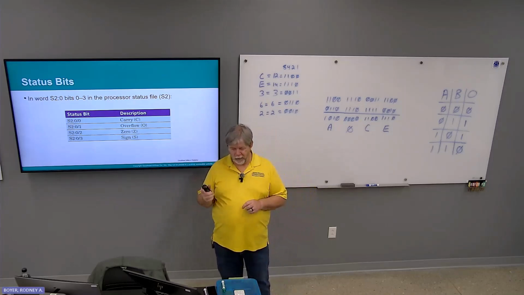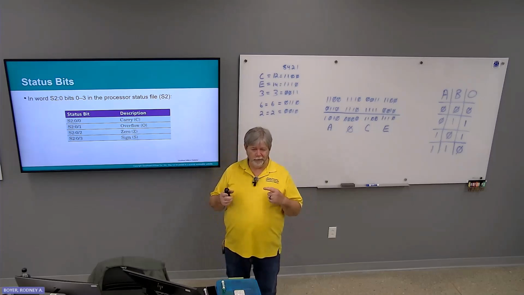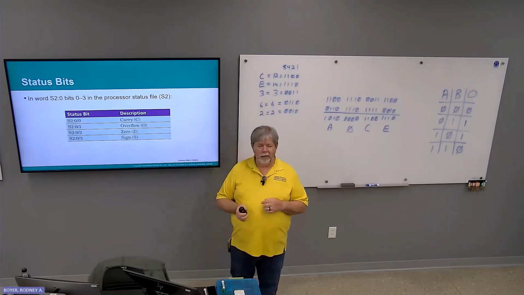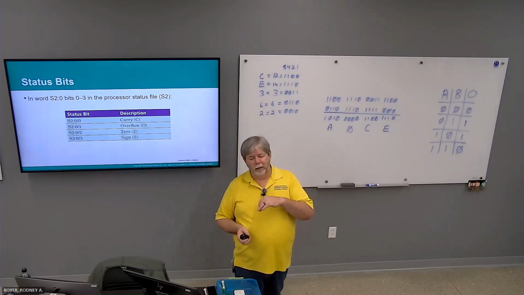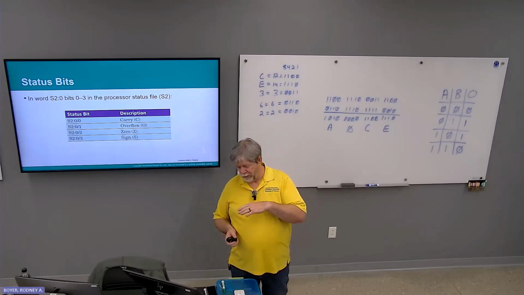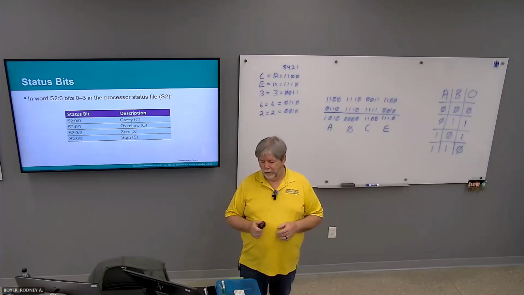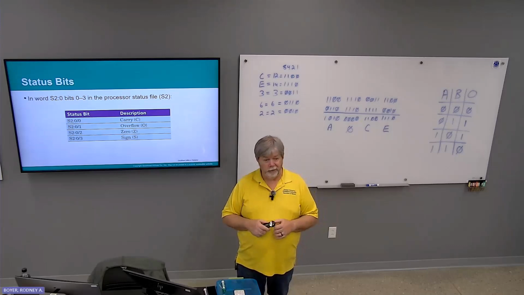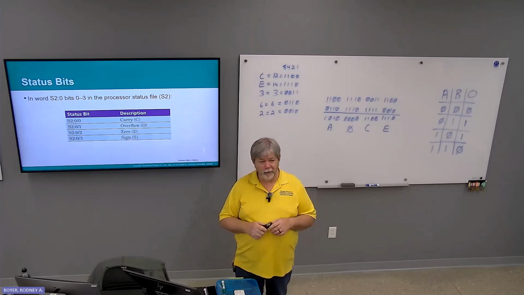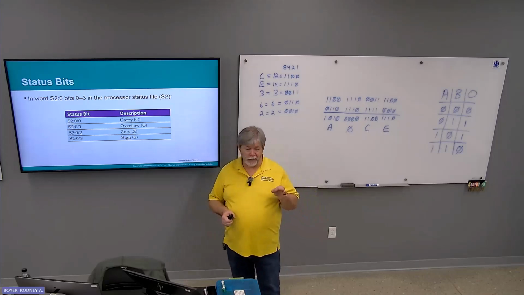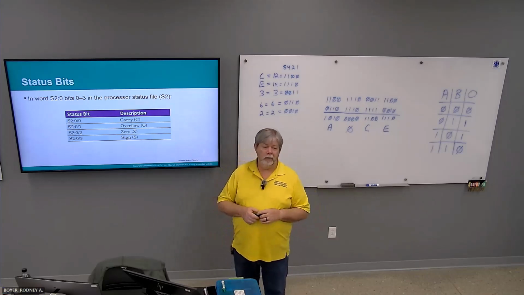S2:0 is the carry bit. So if you have a math function that has a carry of the 1, that bit will set. Overflow is if you try and calculate a number that won't fit in 16 bits. Zero is, of course, if the result is a 0, and then the sign bit tells you whether it's positive or negative. If the sign bit is a 0, it's a positive number. If the sign bit is a 1, it's a negative number. Okay.